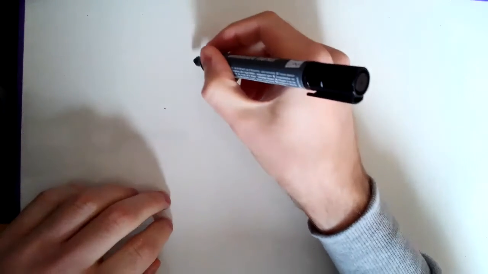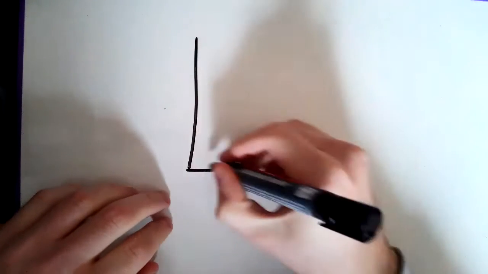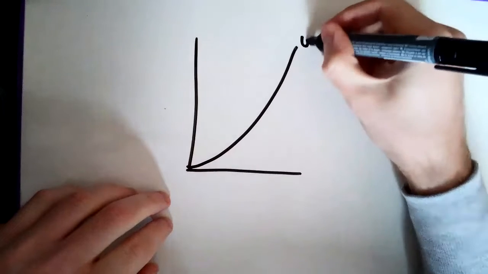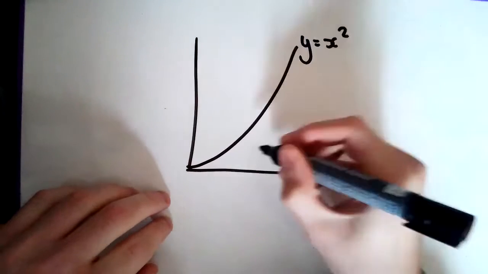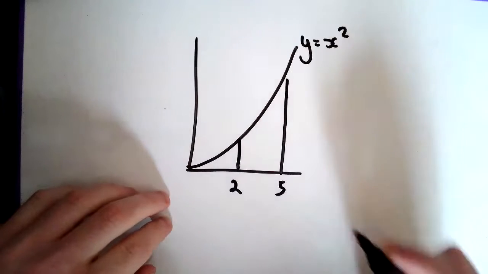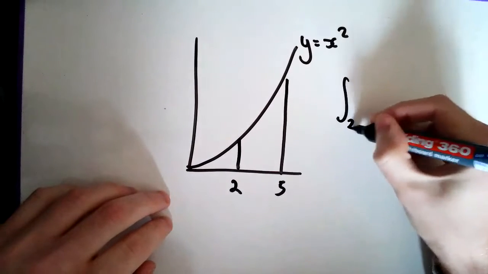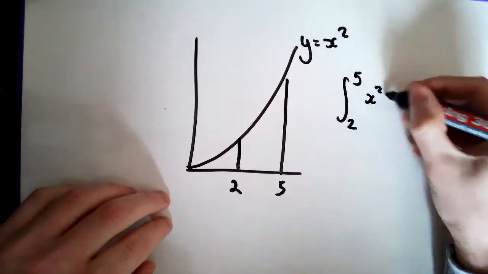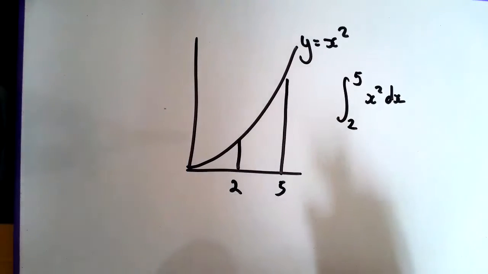Okay, so this next topic is numerical integration, which is all to do with finding areas under curves. For example, if I give you this curve and asked you to find the area here, you could do that by integrating x squared from 2 to 5, and you get the exact area.